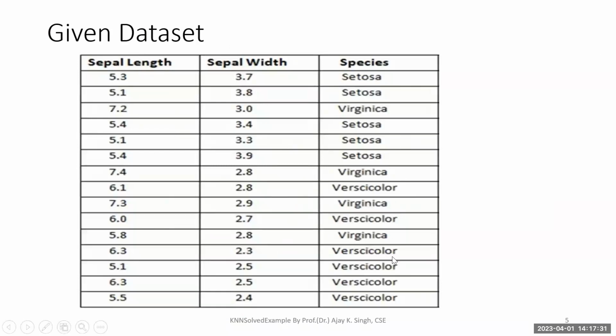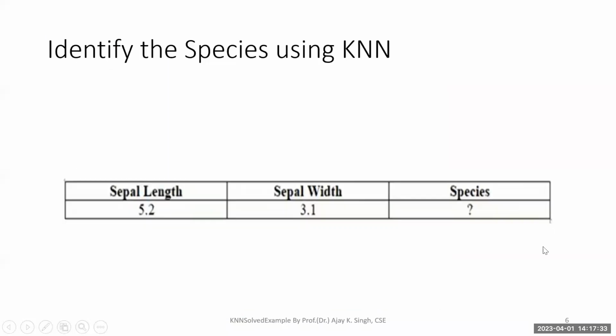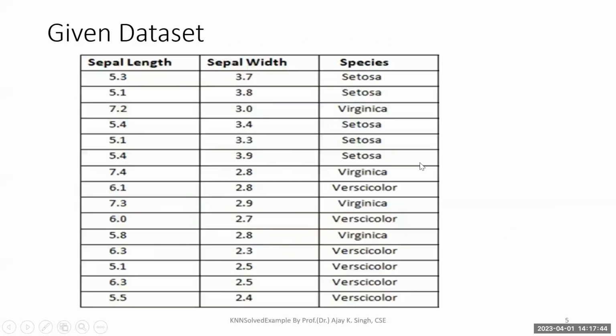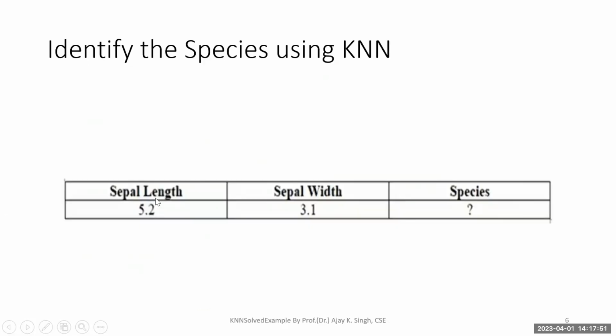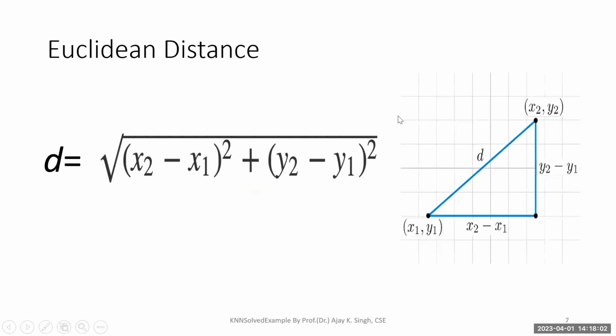Based on this data, you are supposed to find, given that the sepal length is 5.2 and the sepal width is 3.1, what is the name of this species? Three different flowers are there: virginica, setosa, and versicolor. Out of these 3 categories, if the sepal length and sepal width are these, what is the species? By using KNN, we can solve this problem.